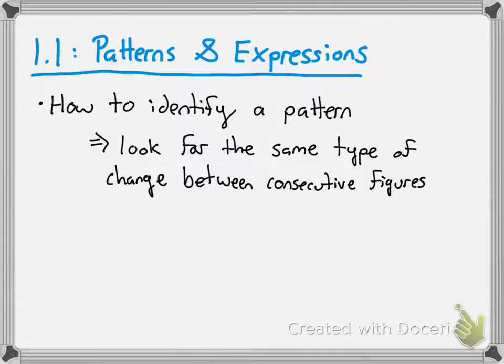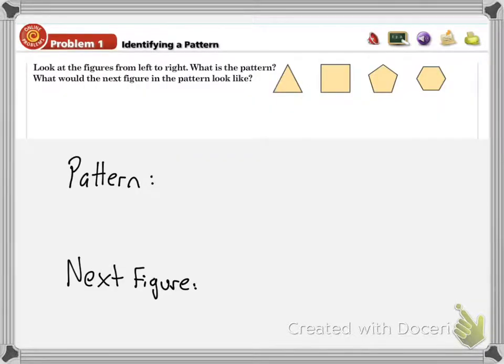So moving along into the first problem, we're going to look at the figures from left to right. We're going to ask ourselves, what is the pattern and what would the next figure in this pattern look like? So starting from the left, I see I have a triangle, a square, then a pentagon, and then finally a hexagon. So I want to ask myself, what's the main difference between all of these shapes? A triangle, I know, has 3 sides, square's got 4, pentagon has 5, and a hexagon has 6. So I can see here that the pattern is that every time that I'm moving to the right, I'm getting a new polygon with one more side length.